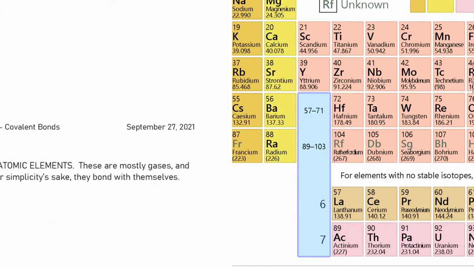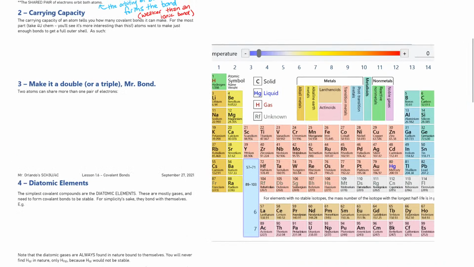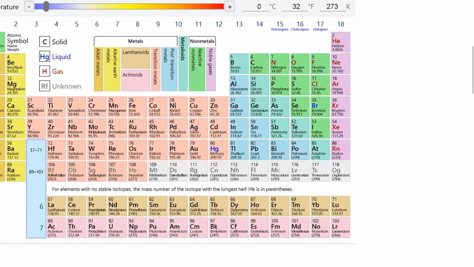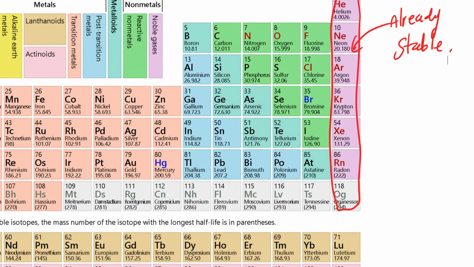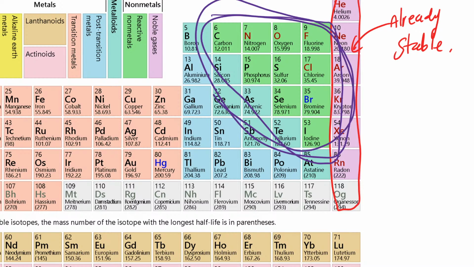So let's take a quick look at that over here, because it can help us contextualize. So these are already stable. Well, if they're already stable and they don't want to form bonds, then our understanding of the periodic table will give us a sense of what will bond. So the first thing that we should know is that really it is only this section of the table here that can share with one another.